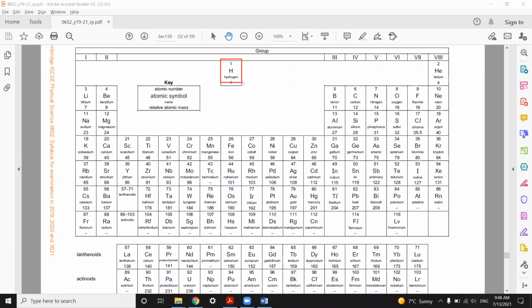Participants, hydrogen, we want sulfur, and we want oxygen.